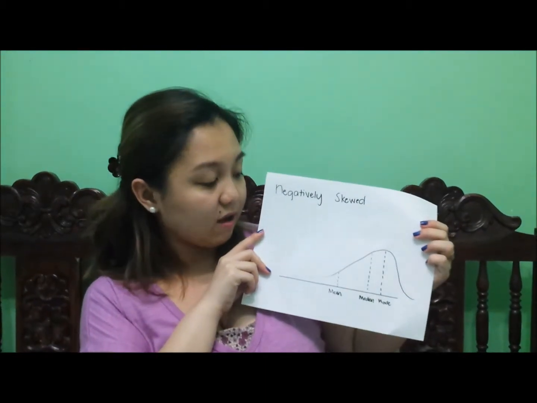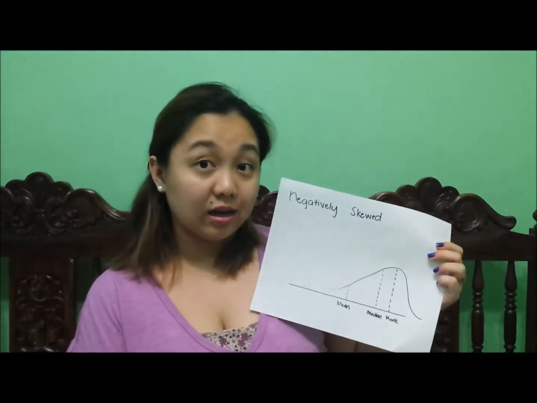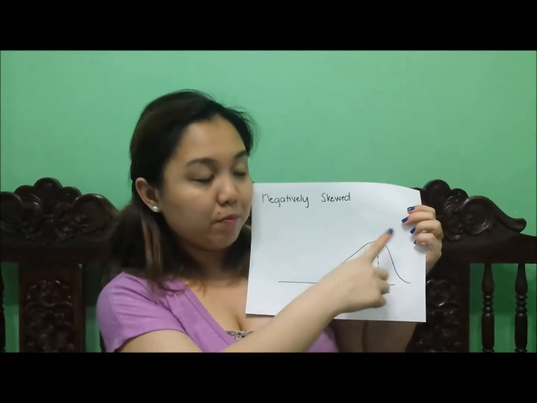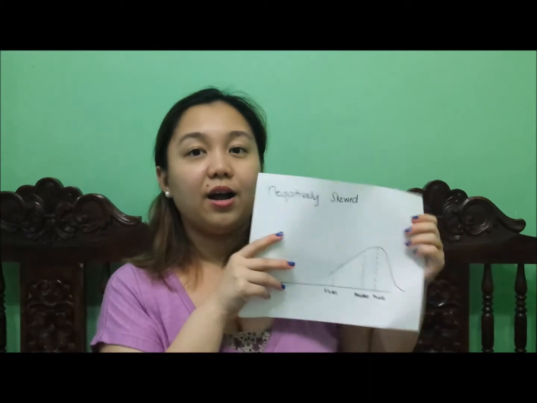So, the shape will be like this. Since it is negatively skewed, when the shape is like this, the bell shape is on the right side.